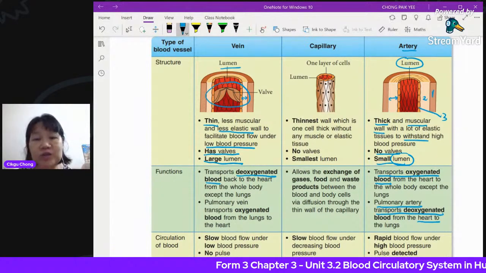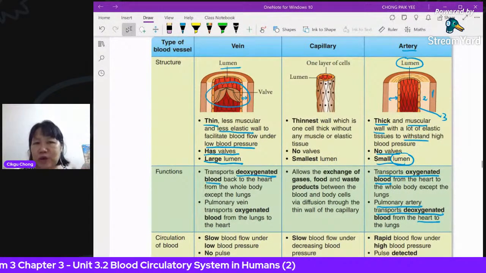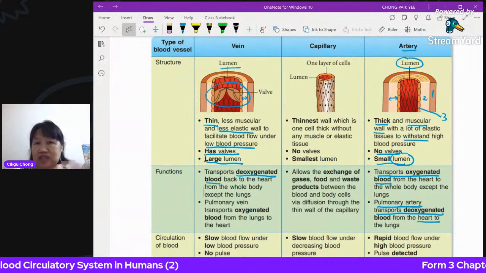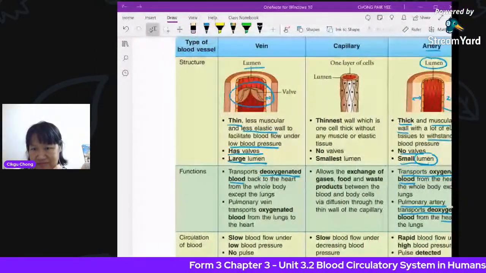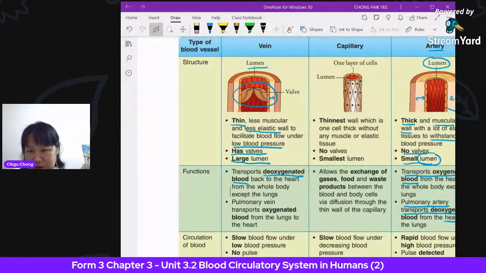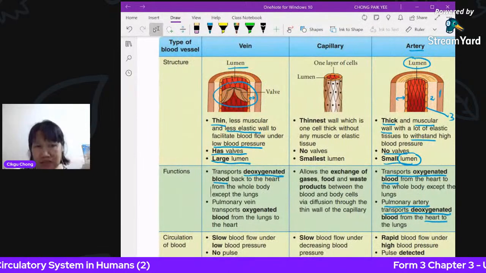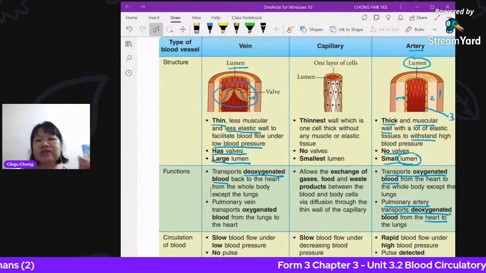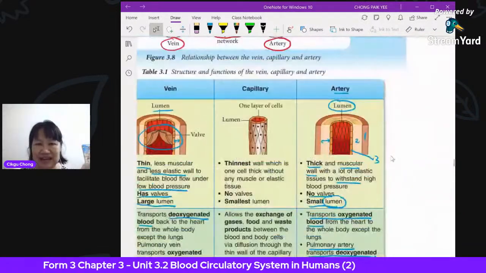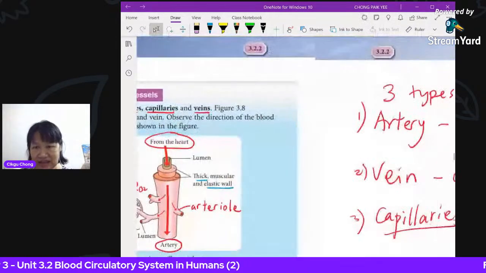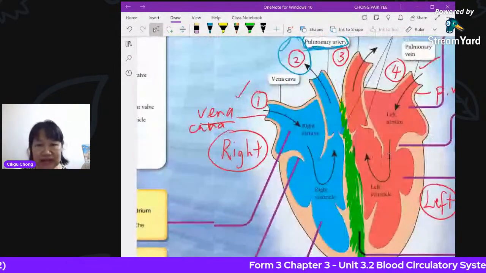It also has one exception. Do you know which one? Can you write in the chat box? I want to have an interaction with you. Can you write in the chat box which vein does not carry deoxygenated blood? Some of you wrote pulmonary vein. Yes, pulmonary artery, okay, that was the previous question. Now the current question: which vein does not carry deoxygenated blood? It carries oxygenated blood. Which one? Okay, I've got an answer. Here is pulmonary, the spelling is wrong, Stella, but anyway, correct. Pulmonary vein.